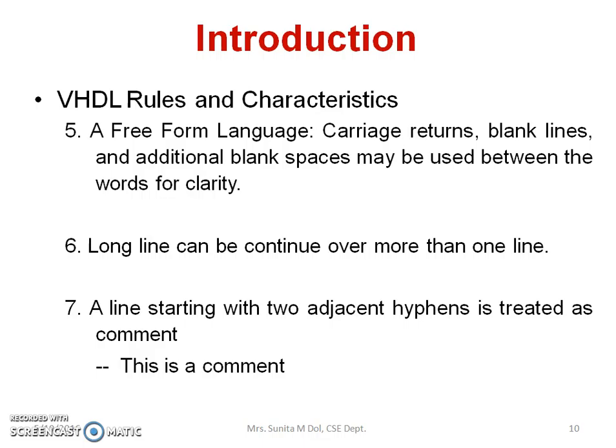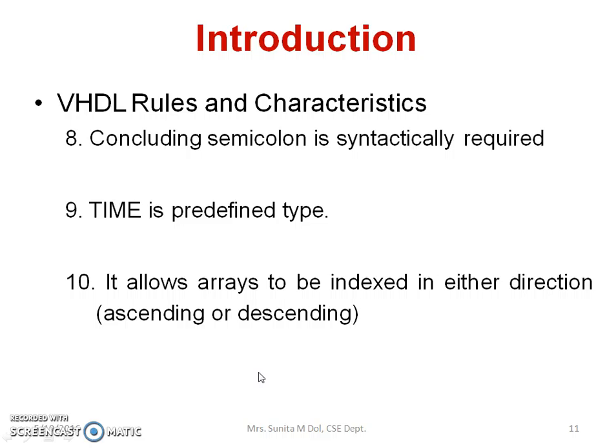Carriage return, blank lines and additional blank spaces may be used between the words for the clarity without any ill effects. Long line can be continued over more than one line. The next, a line starting with the 2 adjacent hyphen is treated as comment. So this is the example of comment. Concluding semicolon is syntactically required. Its absence will cause error message during the compilation of the code.